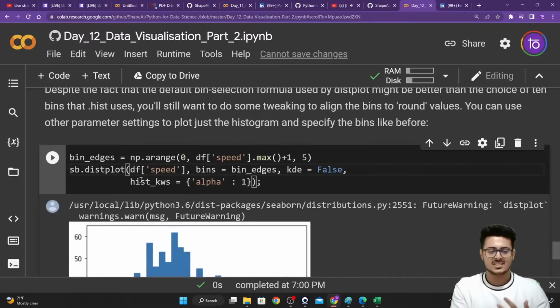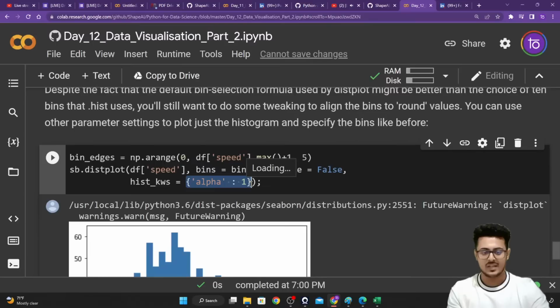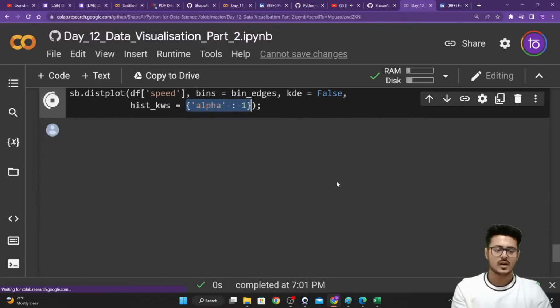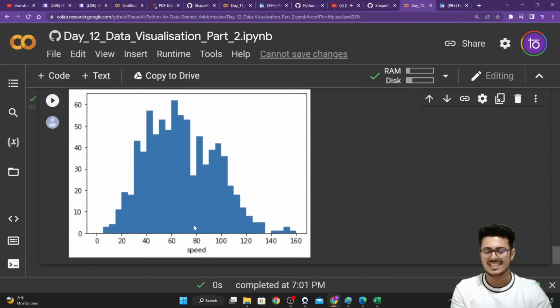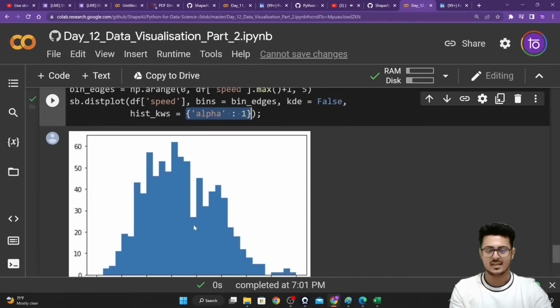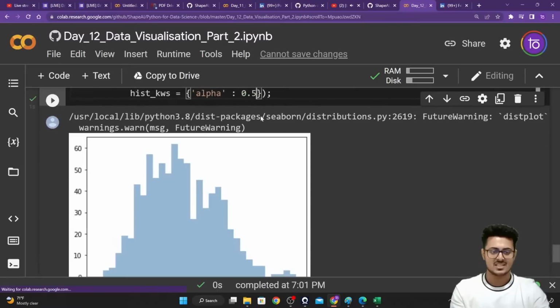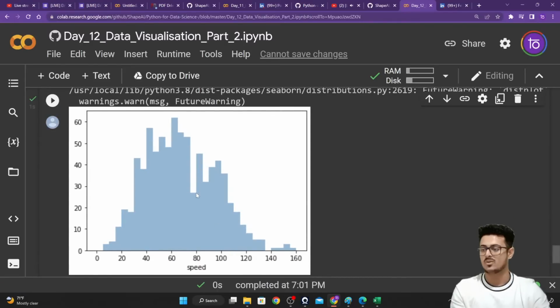To do that, just like you're having the hist_kws, alpha is equal to 1. That means you are having the entire plot as opaque, entirely opaque. So I'm running this particular plot, and you are able to see that the plot I'm getting is opaque. But if I change it to 0.5, it gets translucent. As you're able to see, it's translucent in nature.